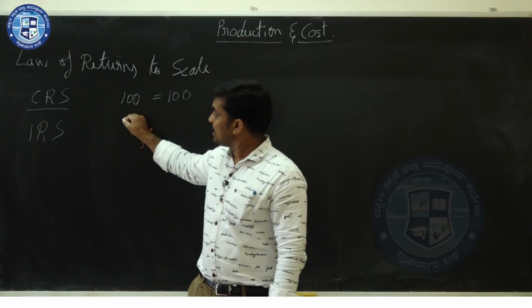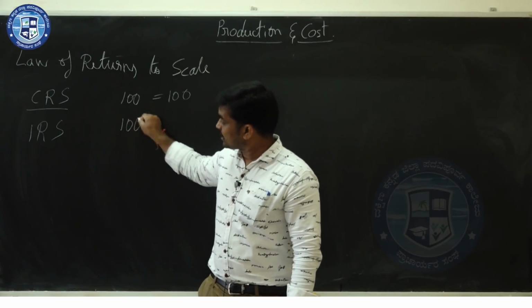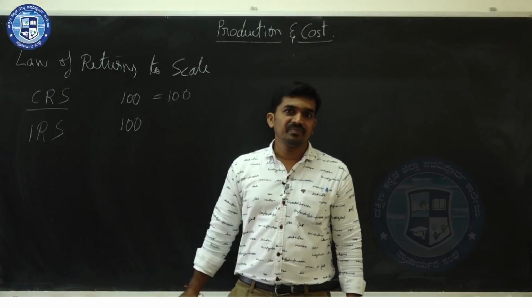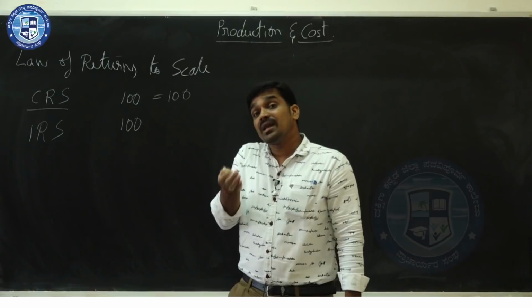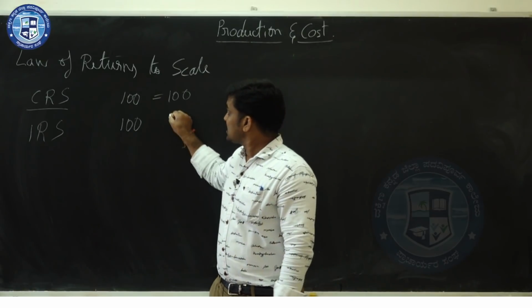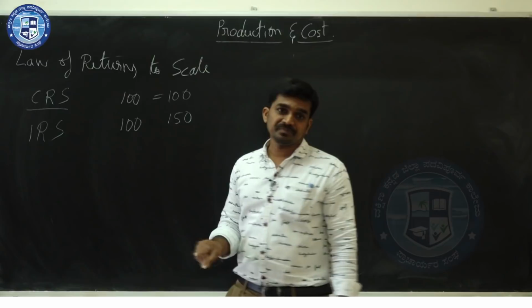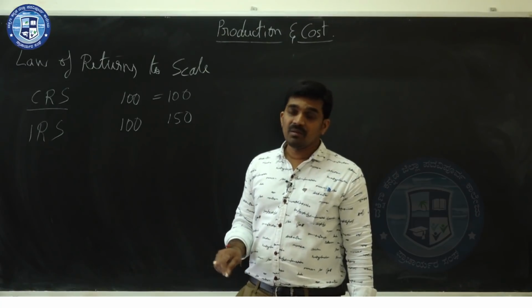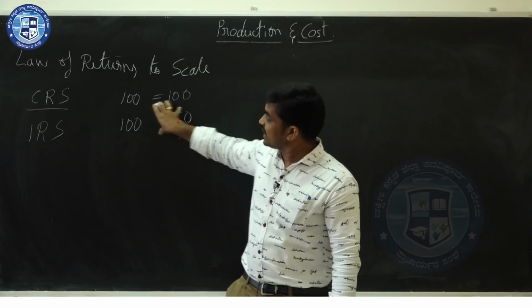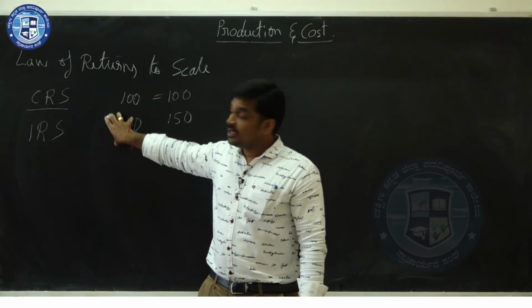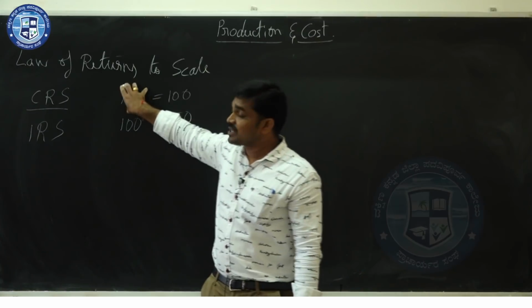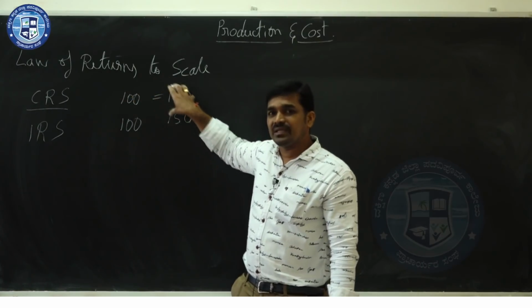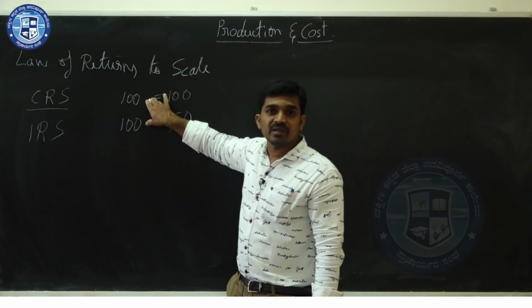For example, an increase in input of 100%, and the increase in output is a larger proportion. It is considered as 150%. Remember, that is why output is greater than input. Here, in constant return to scale, input and output are equal. Input is 100, output also 100, that is why it is equal, a constant return to scale.